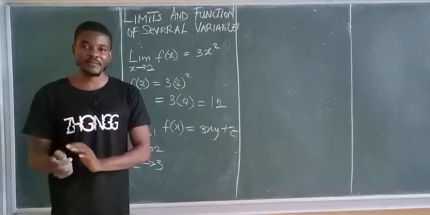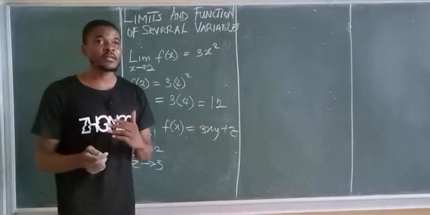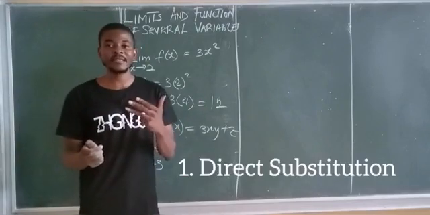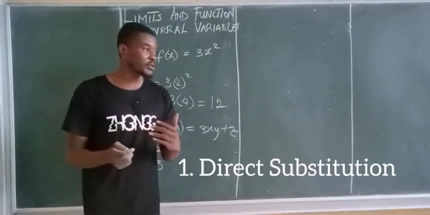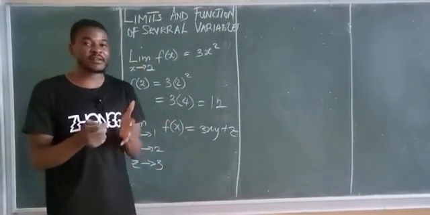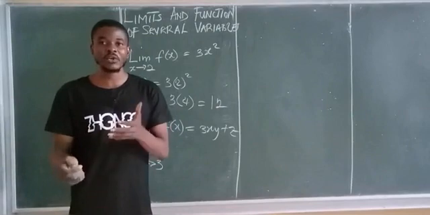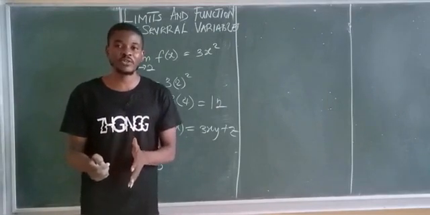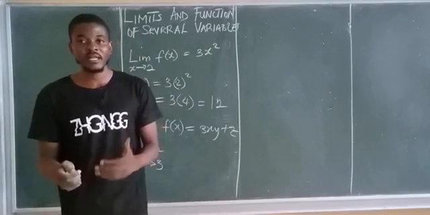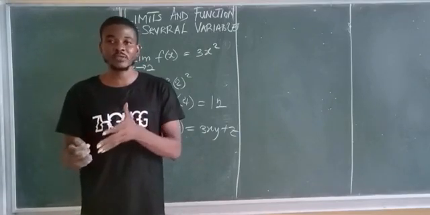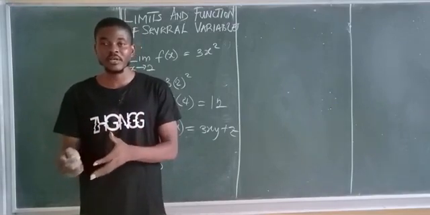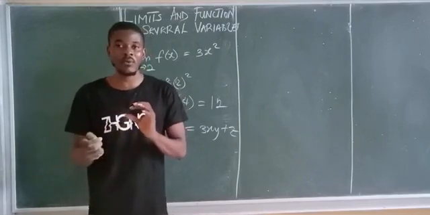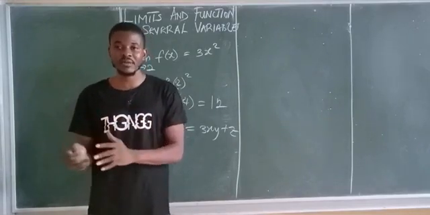Now, there are 4 methods normally used to evaluate limits. The first method is what we call direct substitution, where we simply put the point of the limit directly into the function itself, and then obtain the behavior of the function around that point. The second method is used if by direct substitution the function fails. When we say a function fails, it simply means we have an indeterminate expression. I will give a brief example to explain what that means.